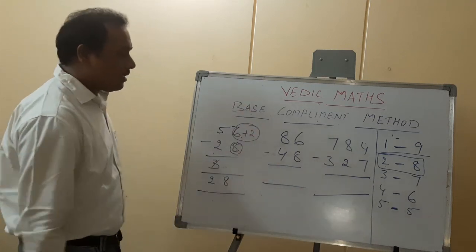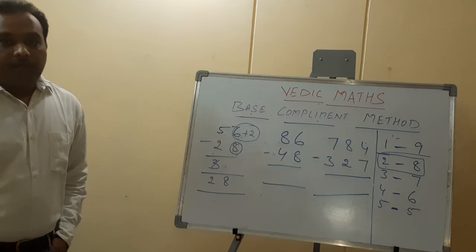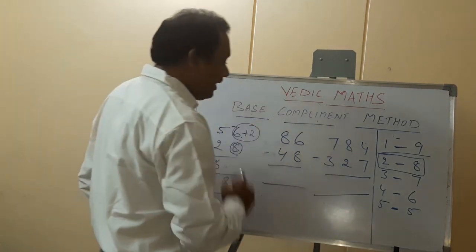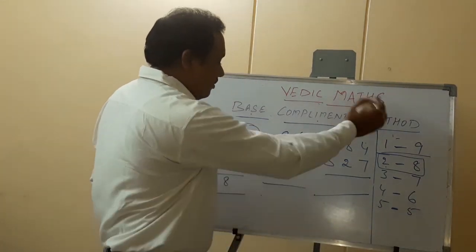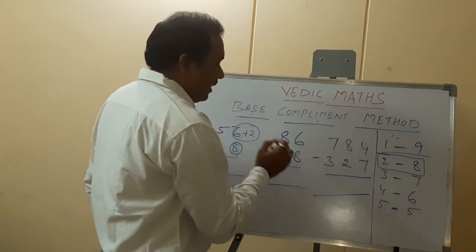So we are getting an answer of 28. Okay? Fine? Now let us do this one. So here what we are trying to do? 86 minus 48. 8 minus 4.